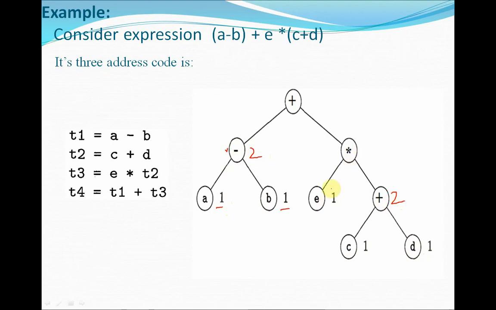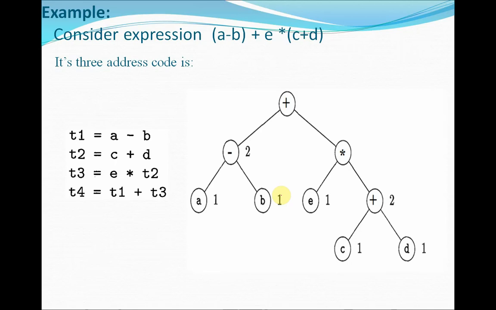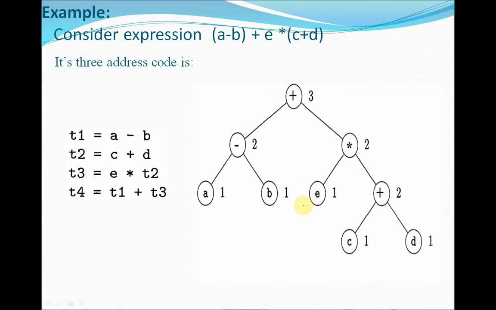Now see here, two child nodes are there. For this subtree, one child is E, with label 1, and another child has label 2. So it falls under case number 3b. The label of this node will be the largest label of its children. What is the largest label? 2. It will become 2. So like this we have to compute the Ershov number for each node.